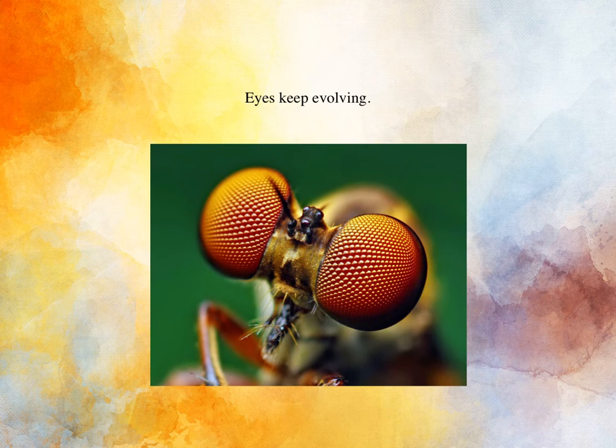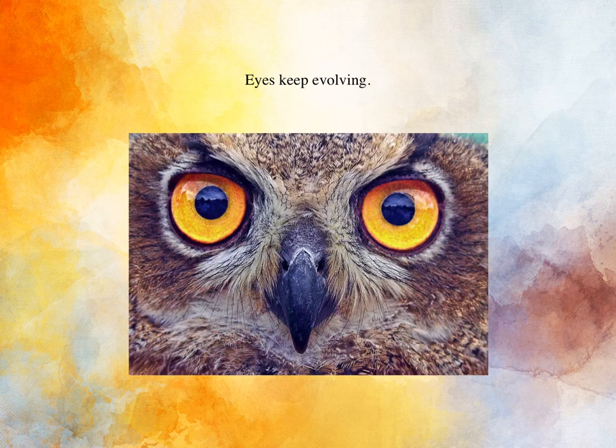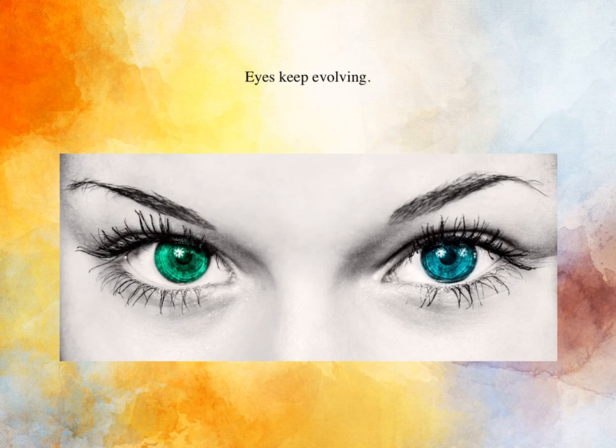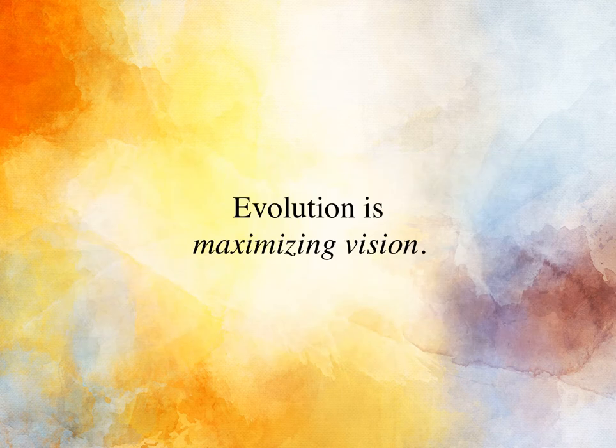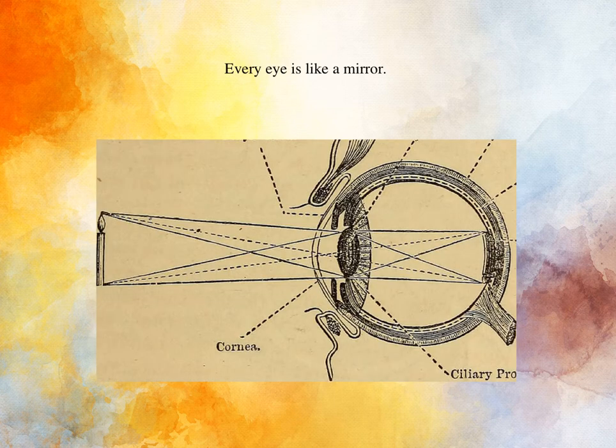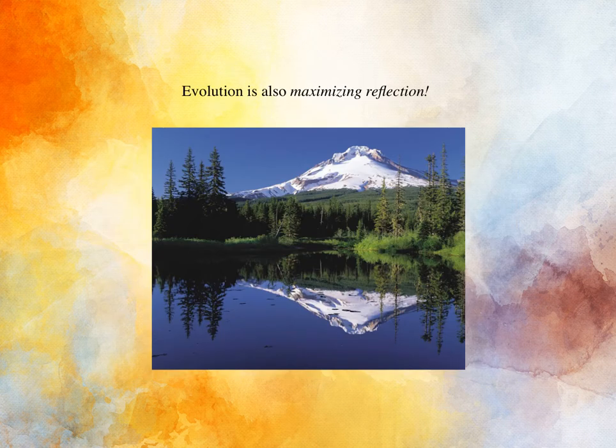Eyes keep evolving. Evolution is maximizing vision as it maximizes eyes. Every eye is like a mirror. Every eye reflects what it sees. You can see the little image of the candle there appears again, inverted on the back of the retina. The eye is a mirror that reflects what it sees. So evolution is also maximizing reflection.